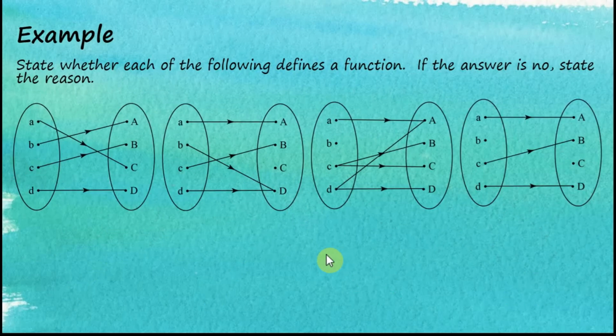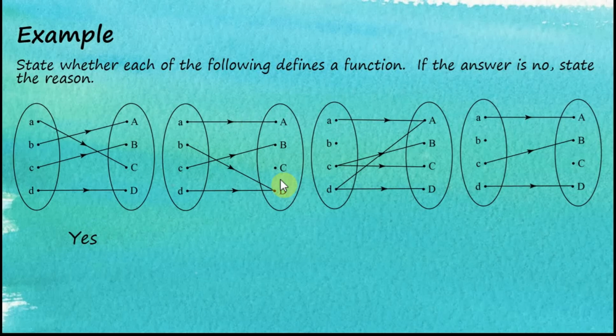Now let's see this example. State whether each of the following defines a function. If the answer is no, state the reason. Let's see the first one. This is a one-to-one relation. Just now we learned that a one-to-one relation is a function, and every object has one image. Yes, this is a function.